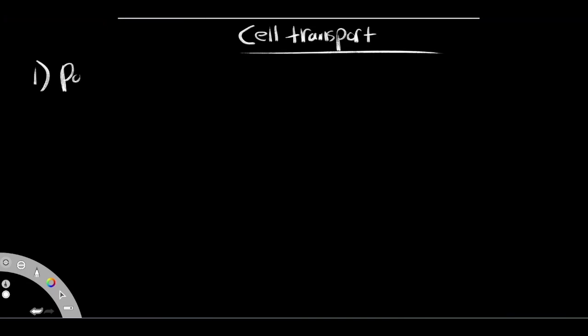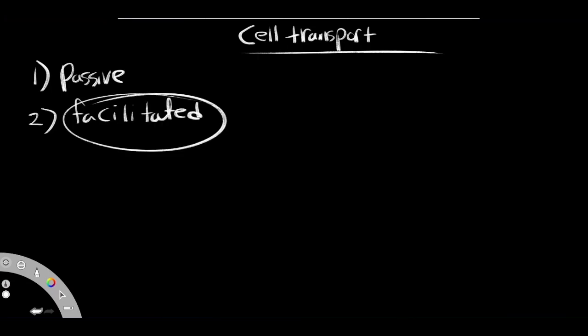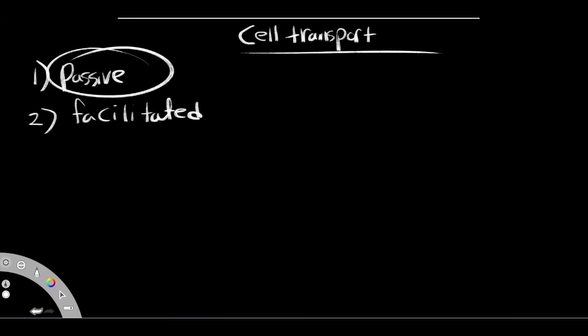Cell transport. We're going to be looking at 3 different types. The first one is going to be passive. Second one is going to be facilitated. And technically, facilitated transport could also be considered passive as well, which we'll talk about with some examples. All right, but just letting you know that ahead of time. And third one will be active transport.